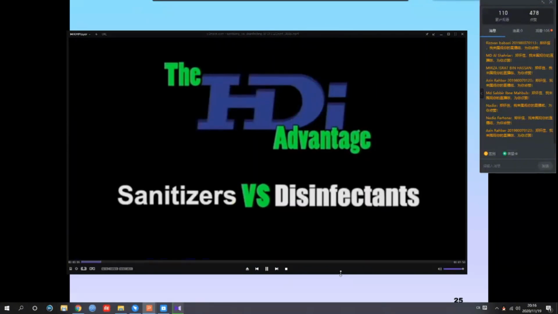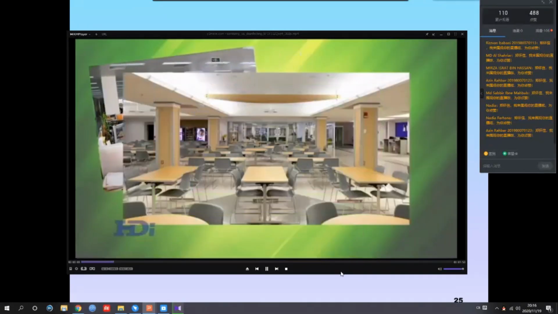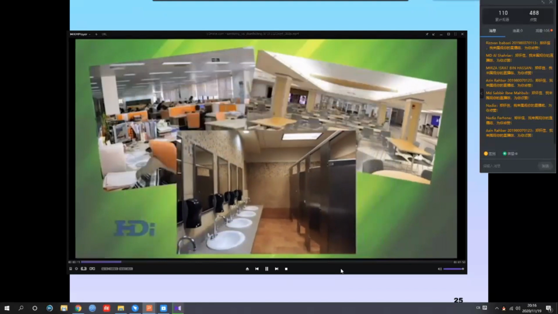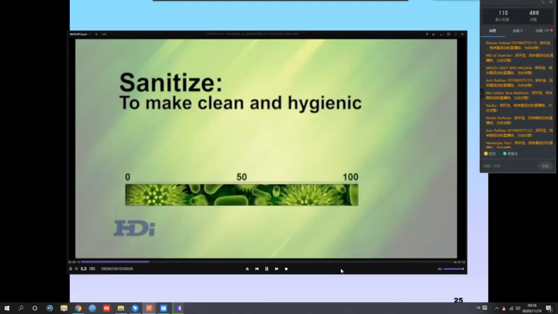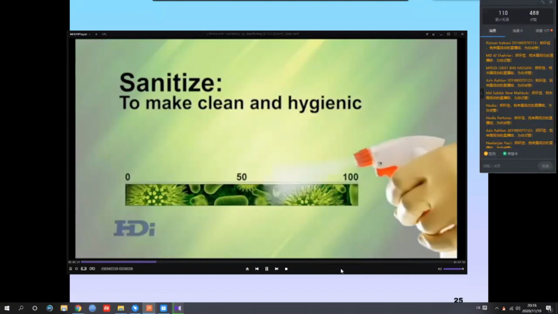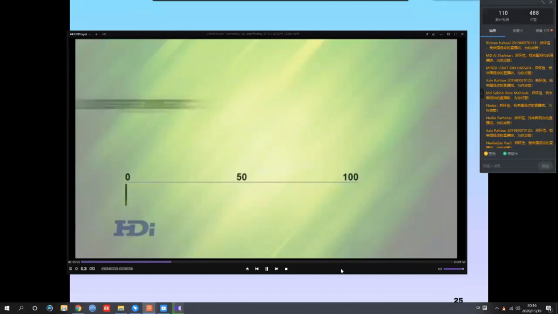Sanitizers versus disinfectants. Do you know the difference? The desks in your office, the lunchroom tables, the bathroom. What product is safe to get rid of the germs? To sanitize means to make clean and hygienic. You are reducing microorganisms to a safe level. Sanitizers work quickly, reducing contamination by 99.9% in 30 seconds.